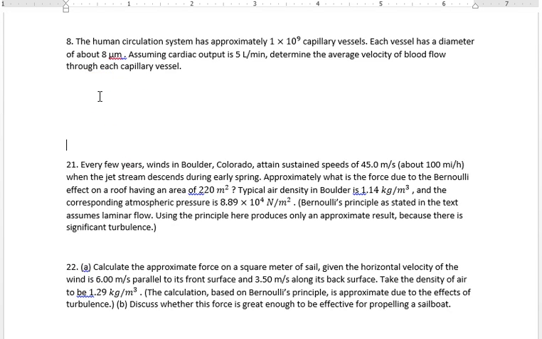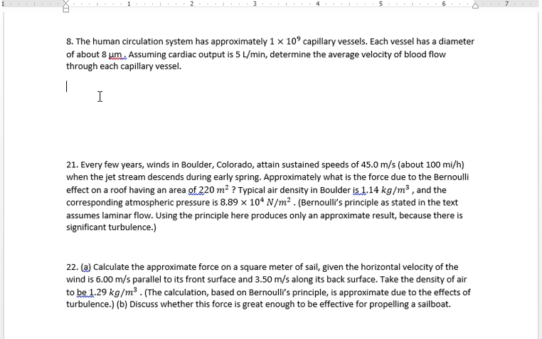Chapter 12, Problem 8. Here the human circulatory system has approximately 10 to the ninth capillary vessels, each with a diameter of about 8 microns. Assuming cardiac output is 5 liters per minute, determine the average velocity of blood flow through each capillary vessel.